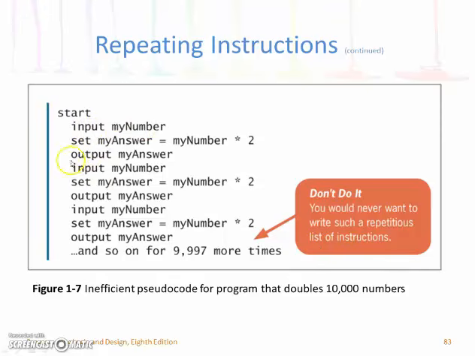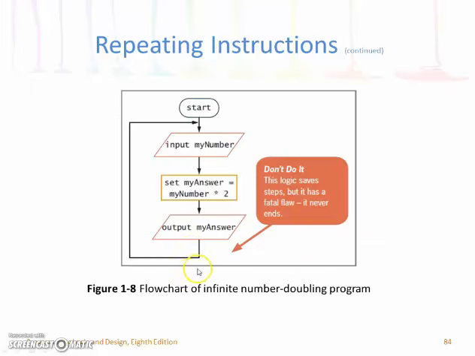So we input my number, we set my answer, we create a new number, and we create a new answer, we output that answer. We create a new number, output answer. Imagine doing this 9,997 more times. It's repetitious code which is not needed. What would be easier is to create a loop.